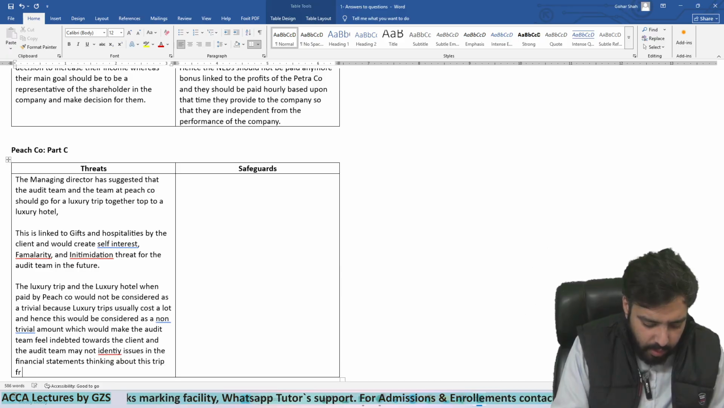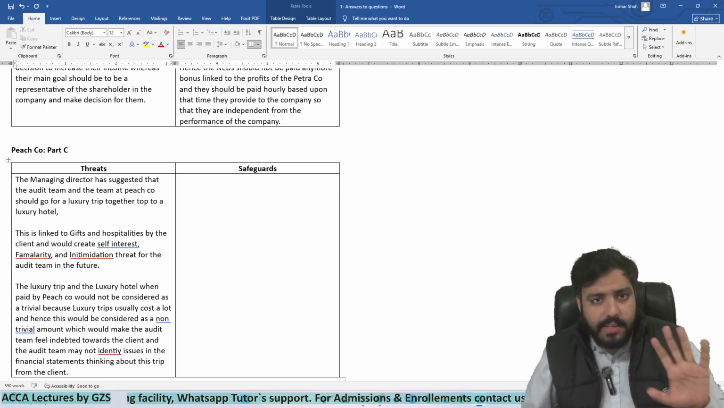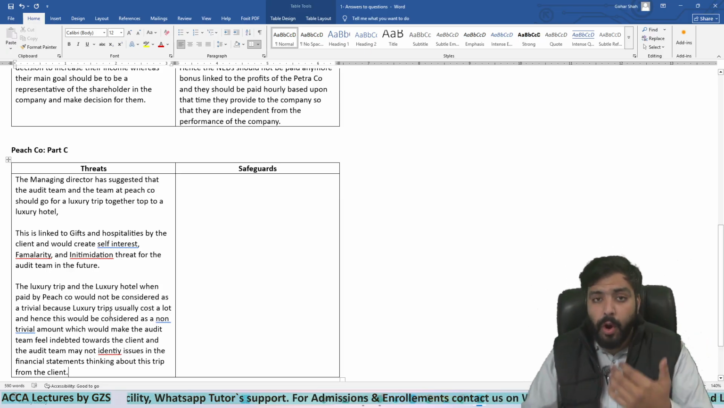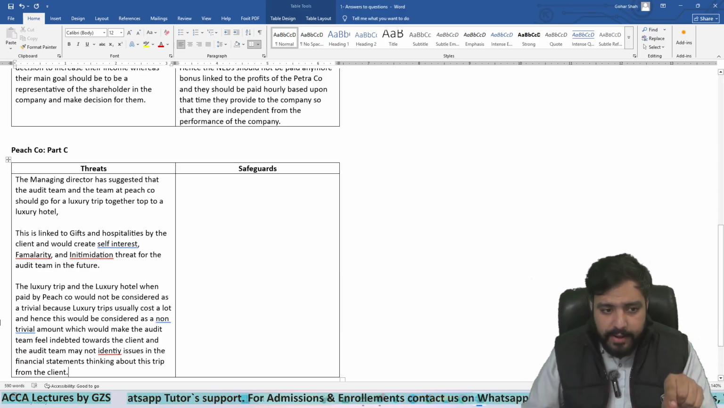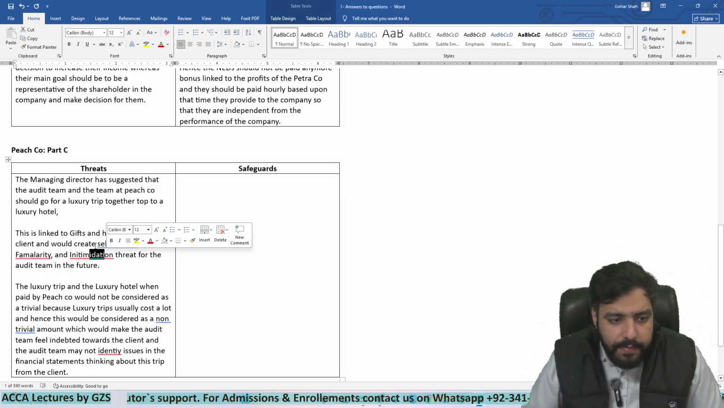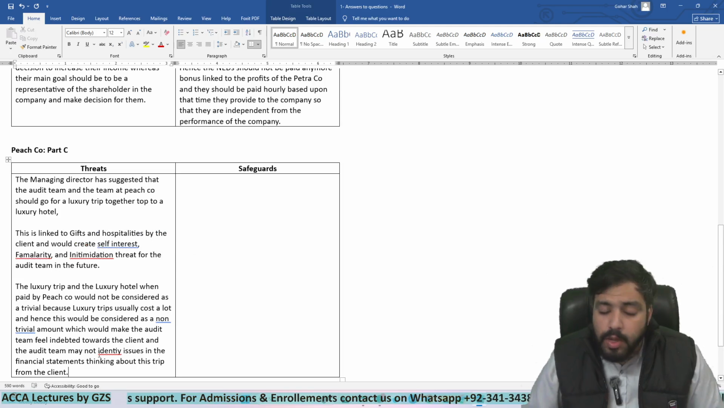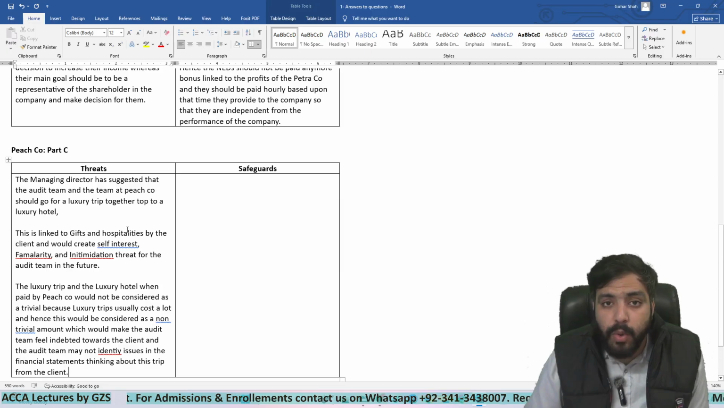Now, as a student, as I said before, you only have 7.2 minutes to properly solve this answer, read it and write it down. If you start explaining familiarity, intimidation, self-interest one by one within this, that is a waste of time for you. Then the answer is going to take more than 7.5 minutes. It would take approximately 15 to 20 minutes.